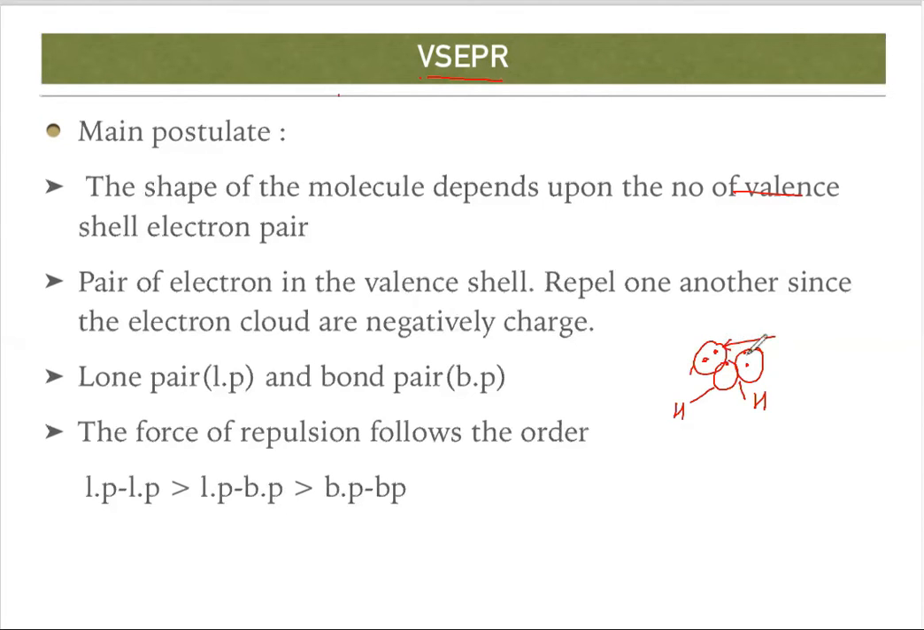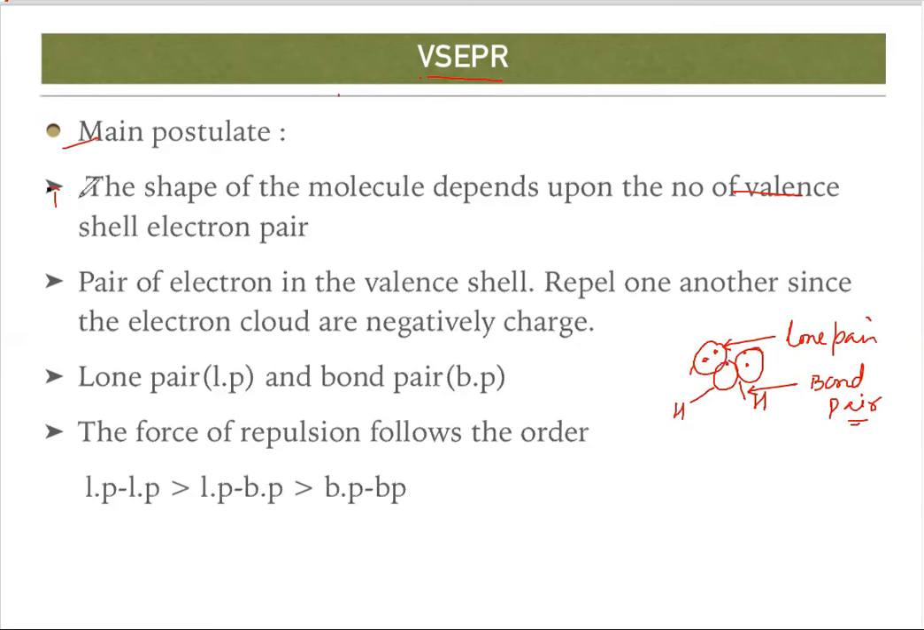I have already explained what these electrons are called. These are called lone pairs, and these electrons are called bond pairs. Let us go one by one through the postulates.